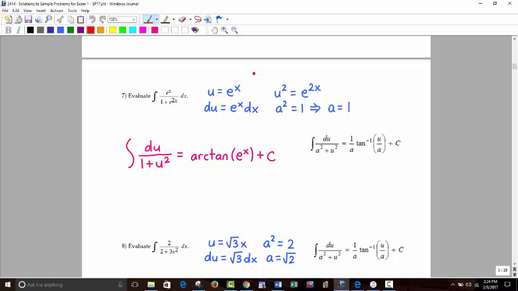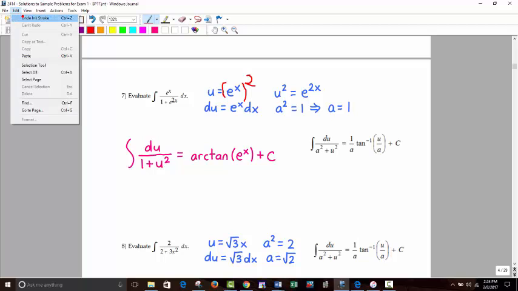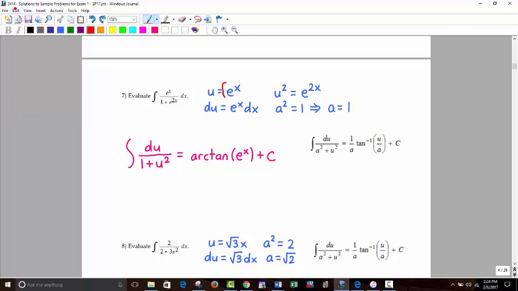Sometimes people get confused when you take e to the x, put parentheses around it, and square it. In other words, that's not e to the x squared. It's e to the 2x. Just in case that was an issue for you. And so there's how you resolve it.